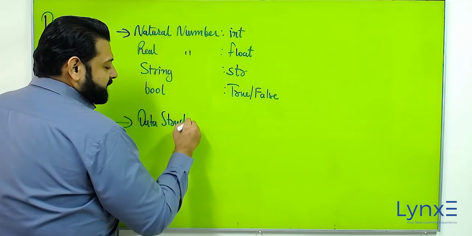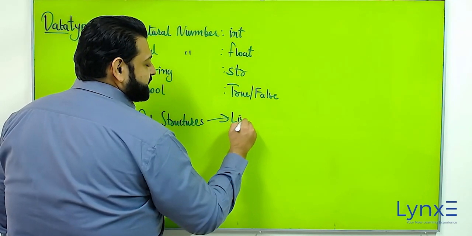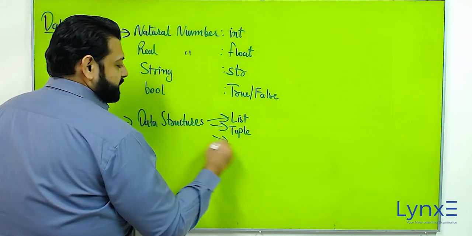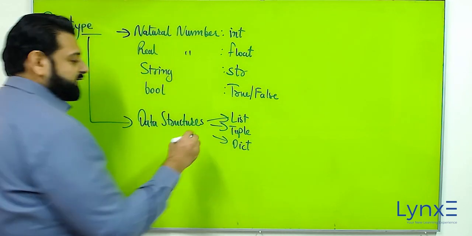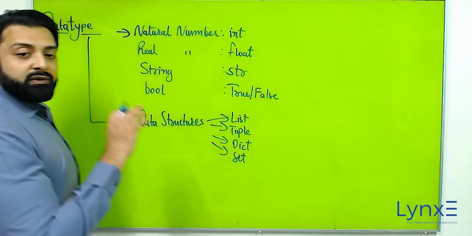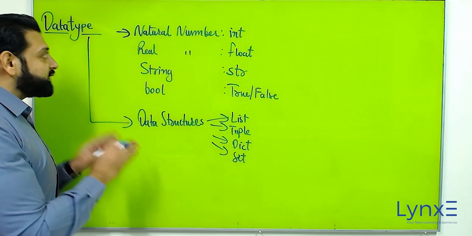So now ahead you will understand that in data structures you have list, tuple, dictionary just written as dict, and set. This is what we have in terms of data types.